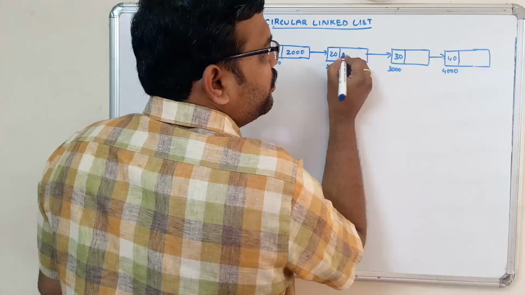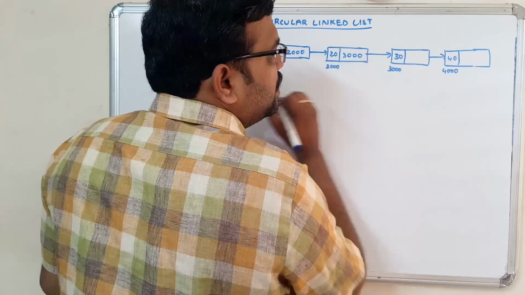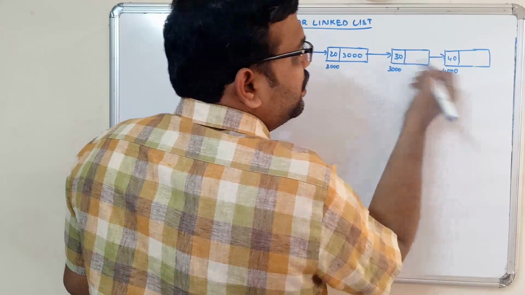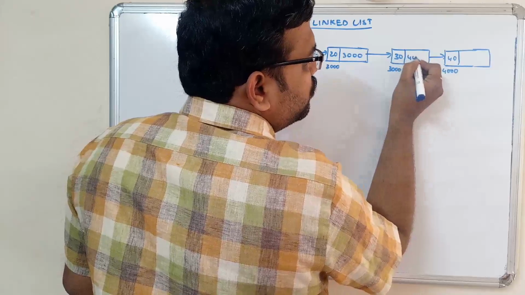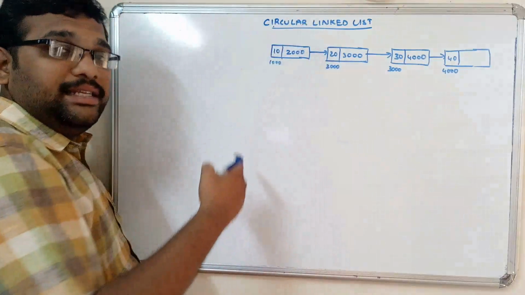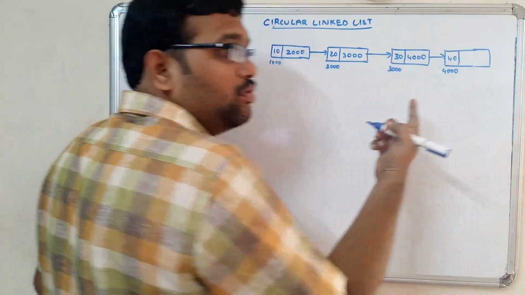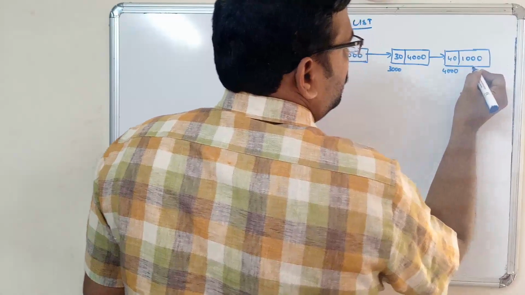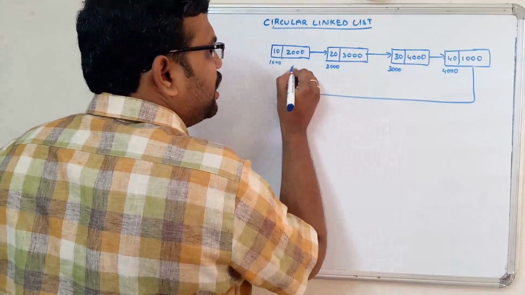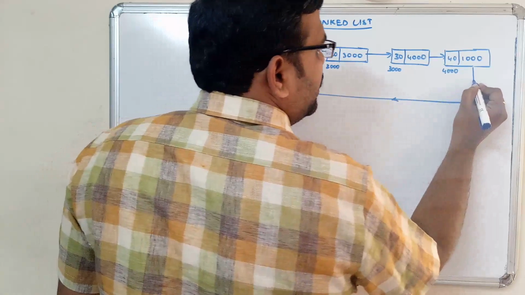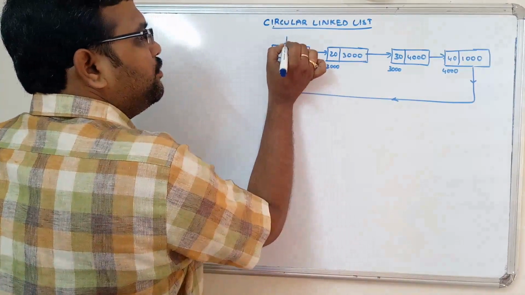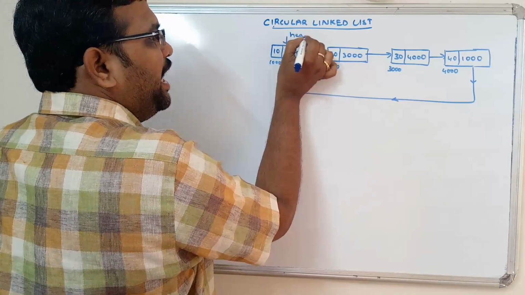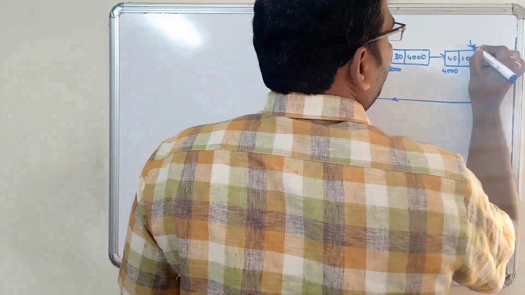So the first node holds the address of the second node, that is 2000. The second node holds the address of the third node, that is 3000. The third node holds the address of the fourth node, that is 4000. And it is a circular linked list. The last node holds the address of the first node, that means 1000. So there is a link from the last node to the first node, right? And we know that the first node is the head and the last node is the tail, right?